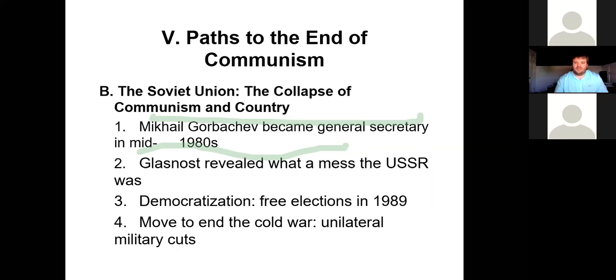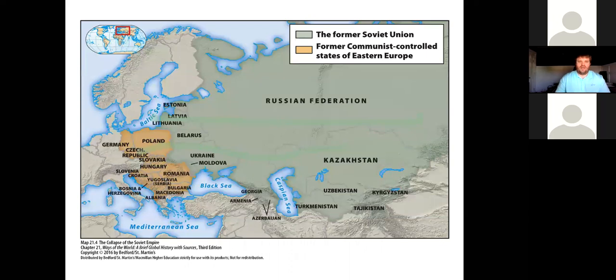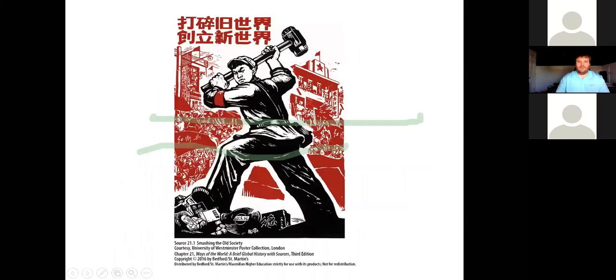There was a new openness to religious expression, ending government censorship of culture, and there was also a bit of democratization. Free elections were held in 1989 for the first time. And there was a move to end the Cold War by making unilateral military cuts, negotiating arms controls, and eventually separating up the USSR into independent countries. And that ends up with all of these countries gaining their freedom, essentially.